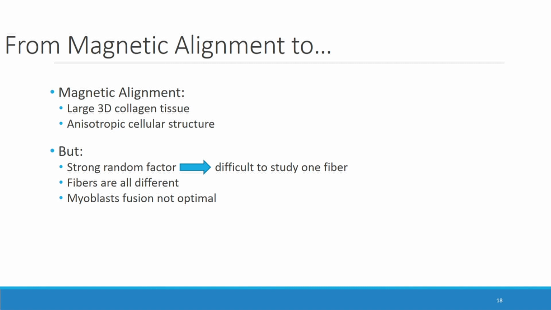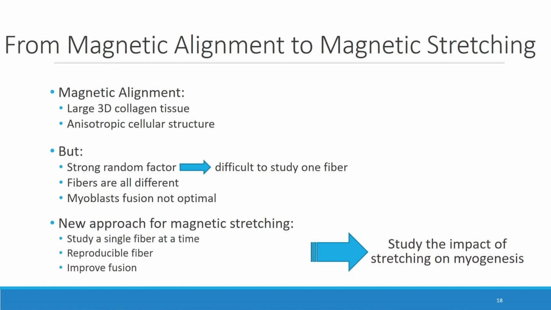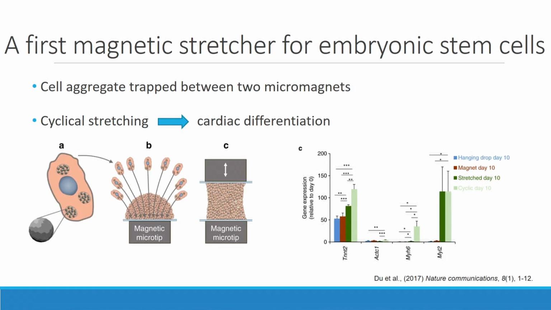Plus, when we looked at myoblast fusion, even though there were some events, it was not as optimal as we expected. So more recently, in a work in progress, we have started to explore a new approach based on magnetic stretching, which would allow us to study a single fiber at a time, a fiber that is reproducible, and in which we could improve fusion, all of that to study the impact of stretching on myogenesis. And this idea of magnetic stretching was previously investigated in embryonic stem cells that were labeled also with magnetic nanoparticles.